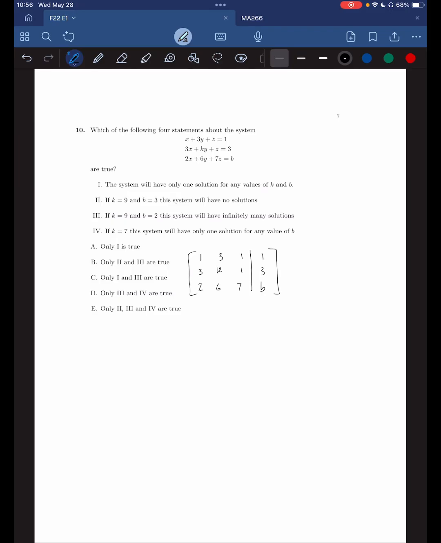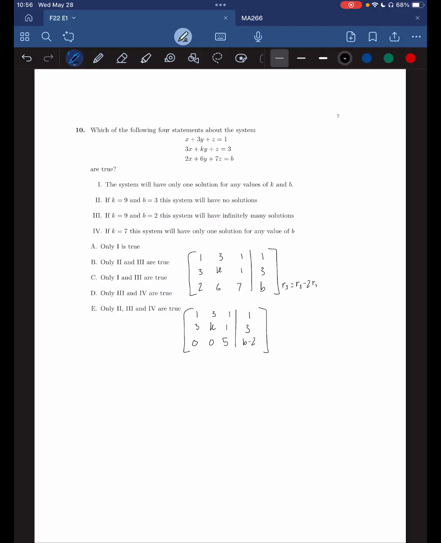I'm going to start by doing row 3 equals row 3 minus 2 times row 1. This will put zeros where our 2 and 6 are. So our new matrix looks like this. So 2 minus 2 is 0, 6 minus 6 is 0, 7 minus 2 is 5, and B minus 2 is B minus 2. So this is another matrix that we have going for us.